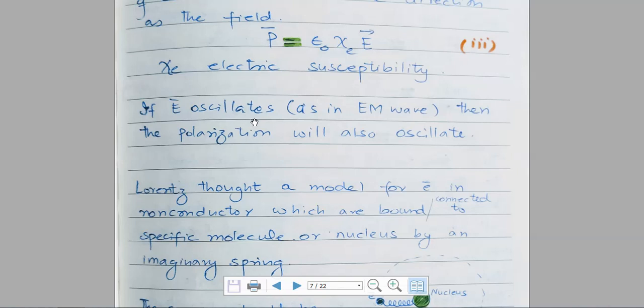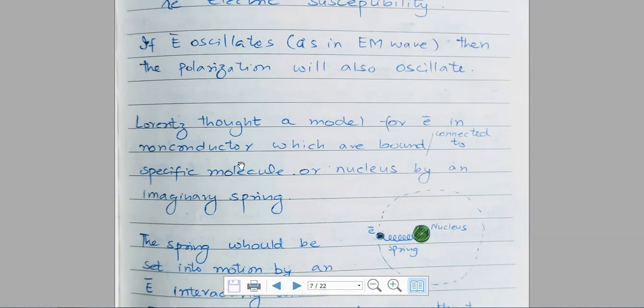If the electric field oscillates, then the polarization will also oscillate. If this factor is oscillating, then this factor should also be oscillating. In the case of an electromagnetic wave, the electric field is oscillating, so the polarization in this model will also be oscillating.